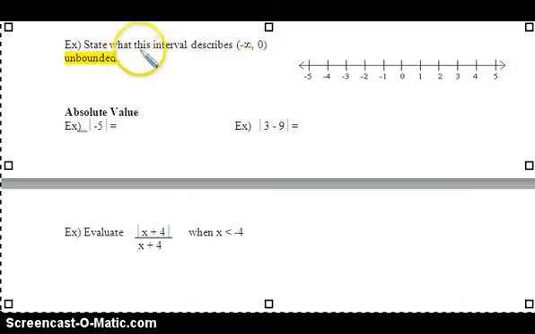Next one says to graph or state what the interval describes, from -infinity to 0. So at 0, I'm going to put the number on the number line first. I know that it's not equal to because of the parentheses, so that means open circle. So at 0 I put an open circle.